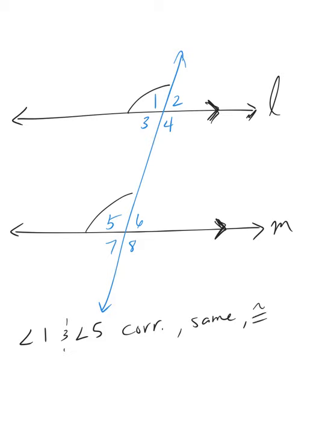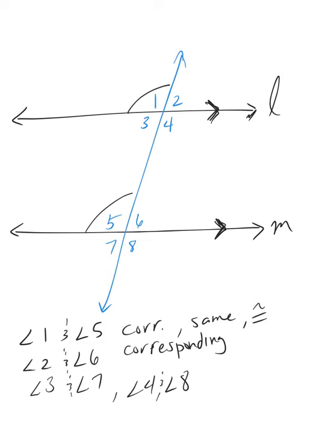What other angles are corresponding? If you need help, think of this point as an intersection. Corresponding angles are at the same spot of the intersection. Notice 2 and 6 are both in the right top corner. 4 and 8 are both in the lower right corner.